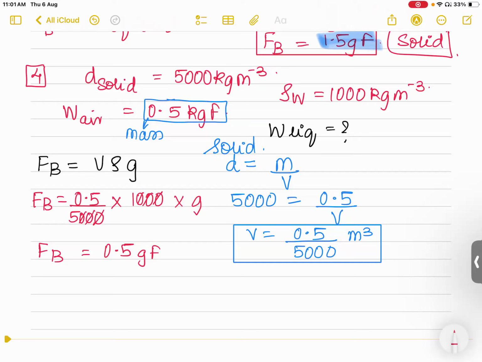After getting this FB, guys, we are supposed to find its weight in liquid. To calculate weight in liquid, we will use the formula, which says that weight in liquid is equal to the weight of the object in air minus the FB which is acting. Weight of the object in air is 0.5.